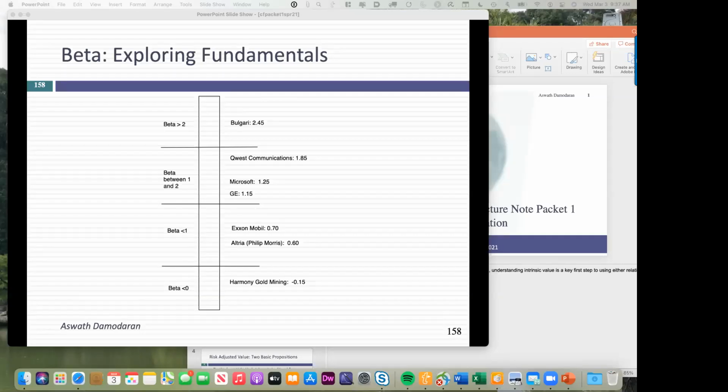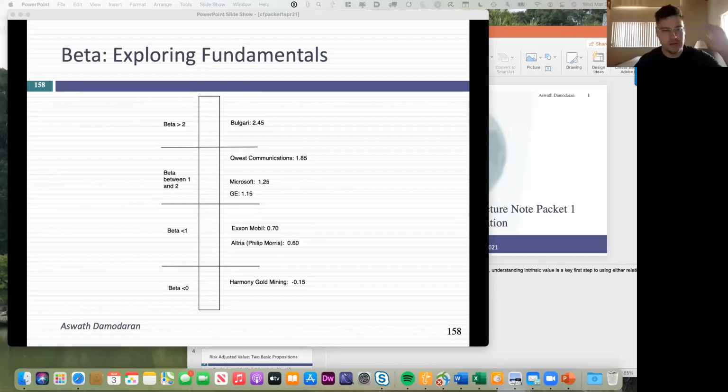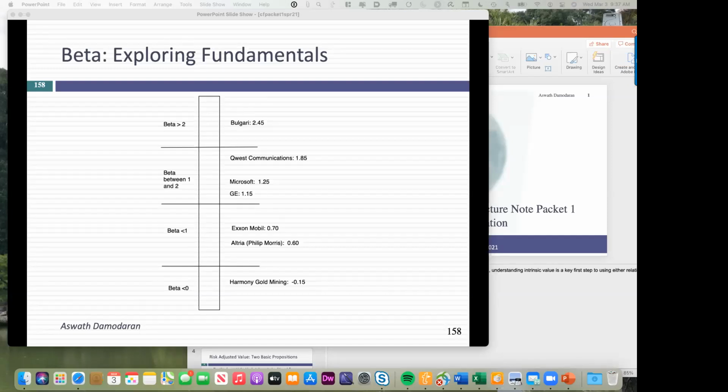And GE, when I looked at it, was the ultimate conglomerate. It was in 26 different businesses, ranging from financial services to appliances. So I'm going to ask you a generic question. As you become a conglomerate, you spread yourself into multiple businesses. What should happen to your beta? Dan Martin, what should happen to the beta of a company as it spreads across multiple businesses? Should go towards 1. It should move towards 1, right? You're becoming like a mutual fund.